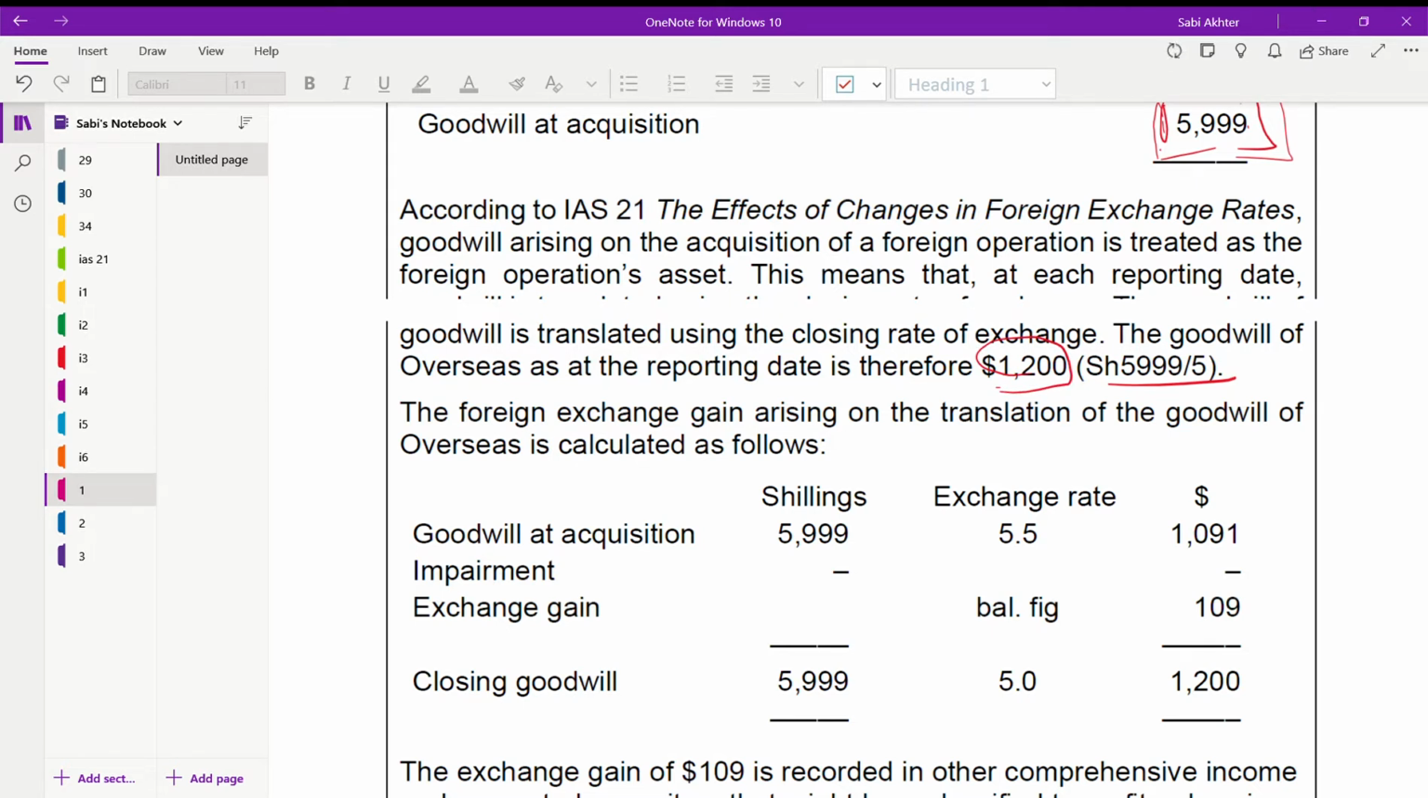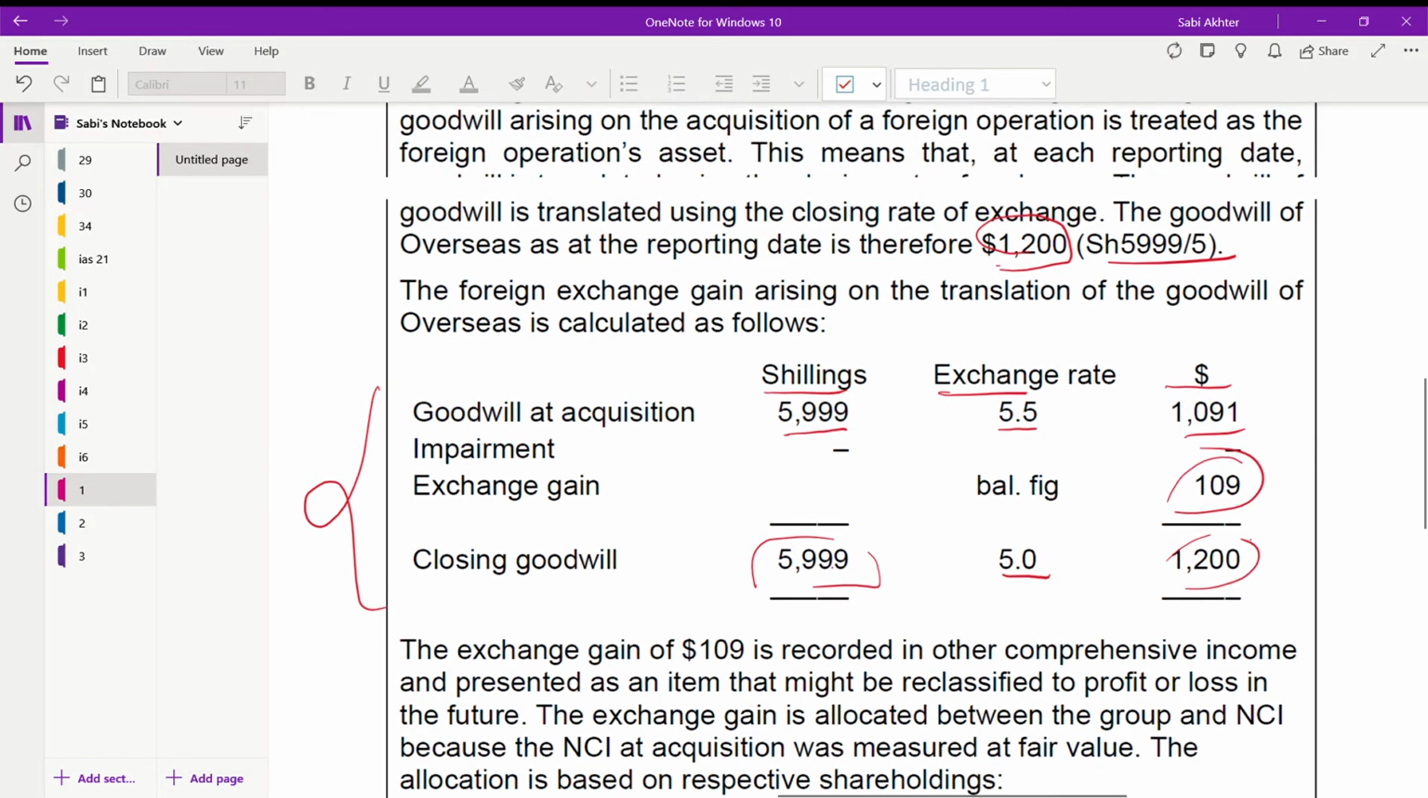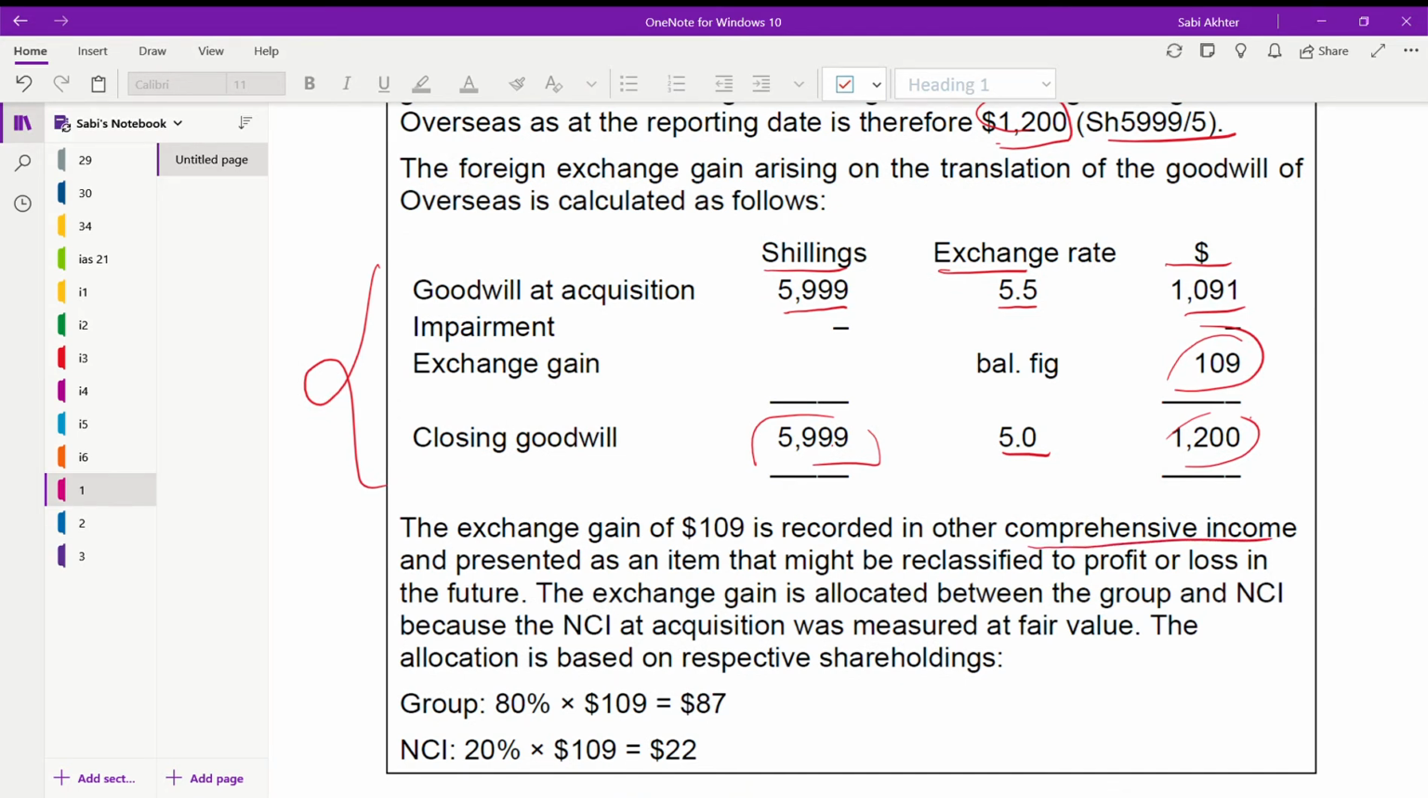That's not it, you have to find the gain also. Remember this pro forma we did. First in shillings, then the exchange rate, then in dollars. In shillings it is this much, no impairment, so that's why it is the same. After that, you translate this using the opening rate and this using the closing rate, and hence there's a difference. That difference is 109, it's a gain. This gain will go into other comprehensive income and be presented as an item that will be reclassified to profit and loss in future.